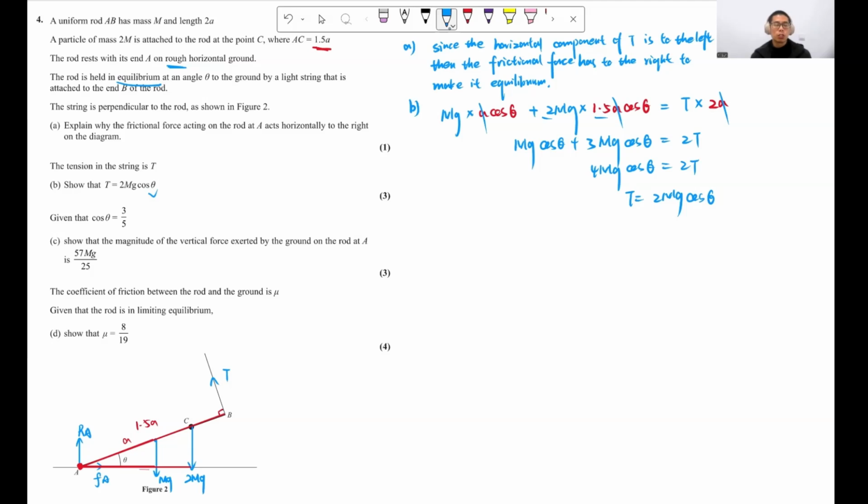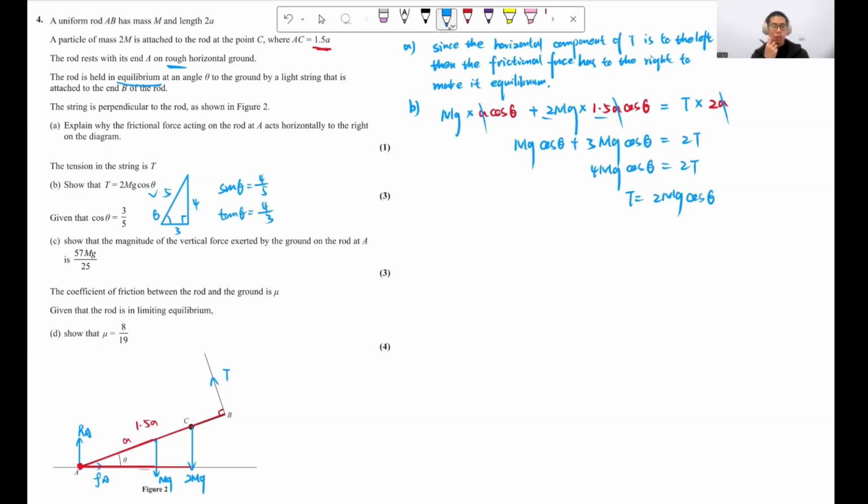And then given that cos theta is equal to 3/5, so we can draw a little triangle as before. So theta, right angle triangle, adjacent is 3, hypotenuse is 5, so the opposite has to be 4. Then we know sine theta is 4/5, and then tan theta is 4/3.